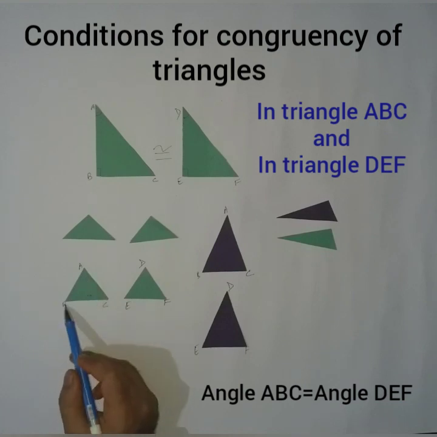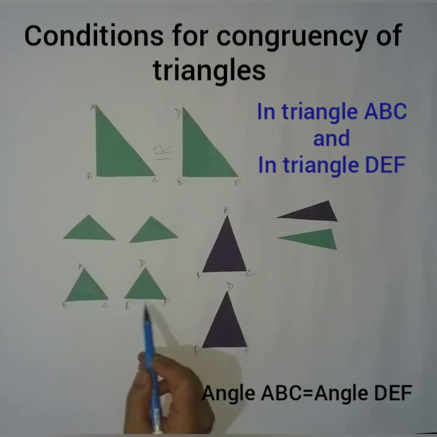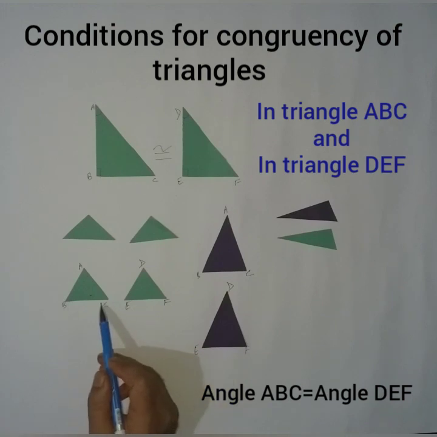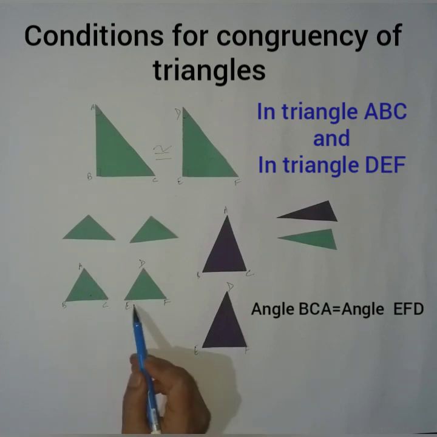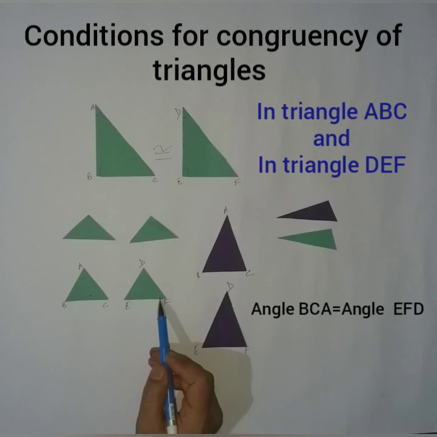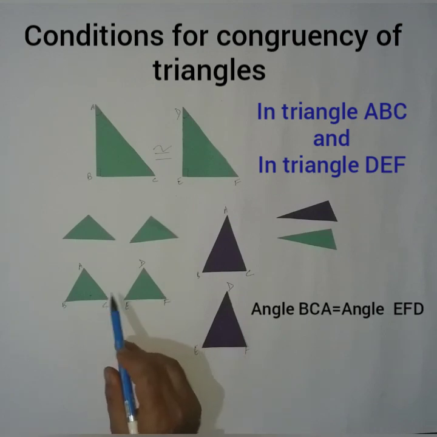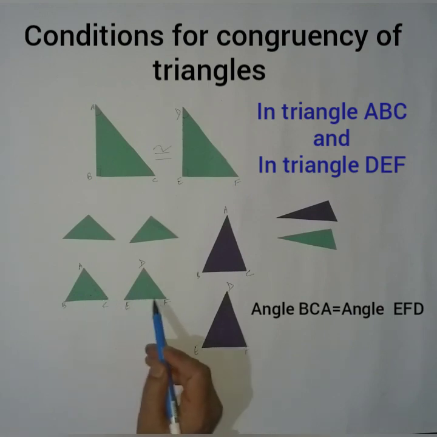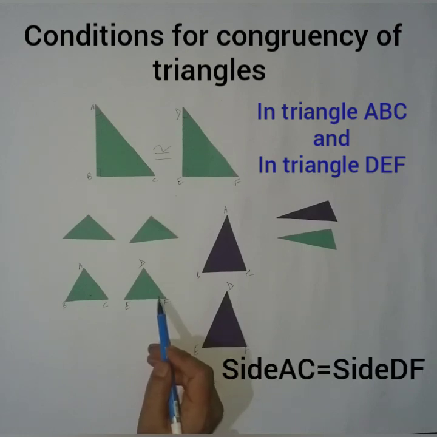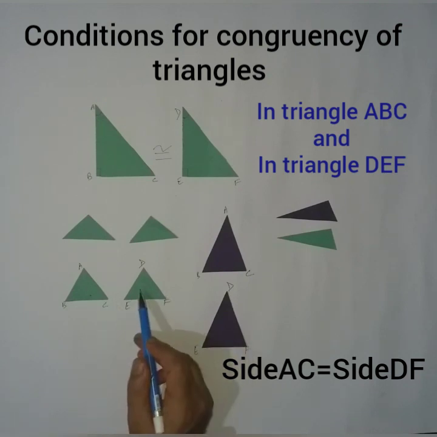Angle ABC and angle DEF of these two triangles are equal, and another angle here, angle BCA, and angle EFD, these two angles are also equal. It is also 60 degrees, as we are dealing with equilateral triangles. These two are equilateral triangles, so this is 60 degrees, this is also 60 degrees. And another is the side. We have to see if the side is equal, then these two equilateral triangles are congruent to each other.